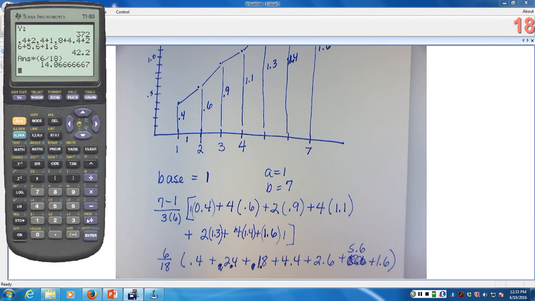And it says the total area is 14.067. So what that means in context of the problem is that the total sales over the period is about 14.067, and they really didn't give us enough information, so we don't know if that's dollars, thousands of dollars, or what it is. But we'll assume it's certainly not going to be $14.07. At least we hope not. Okay?